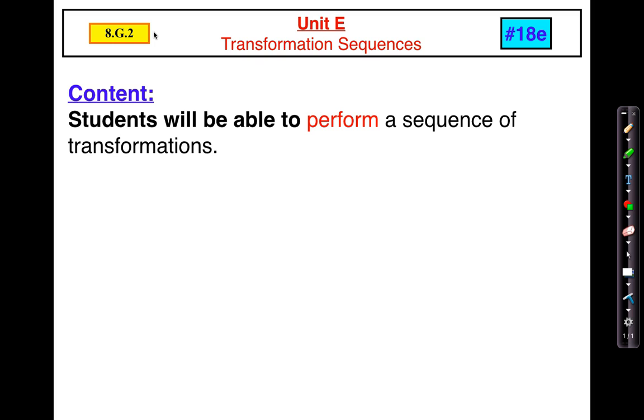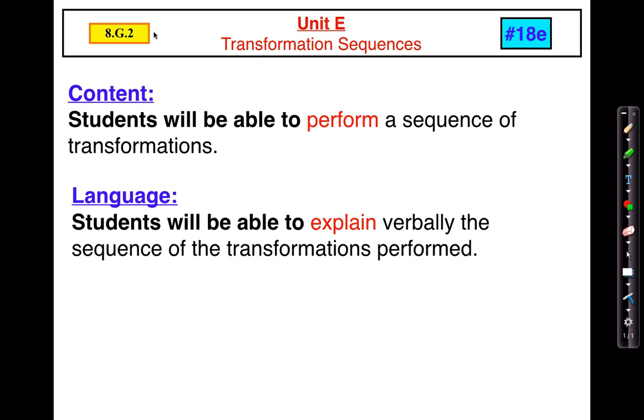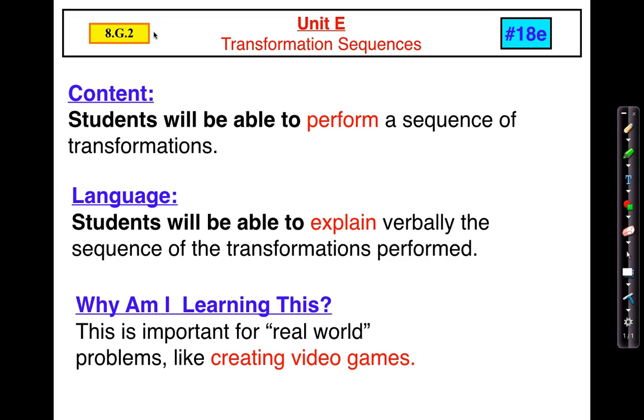Hello, today we're going to be working on Unit E transformation sequences. Our content objective is students will be able to perform a sequence of transformations. Our language objective is students will be able to explain verbally the sequence of transformations performed. And why am I learning this? Well, it's important for real-world problems like the creation of video games.